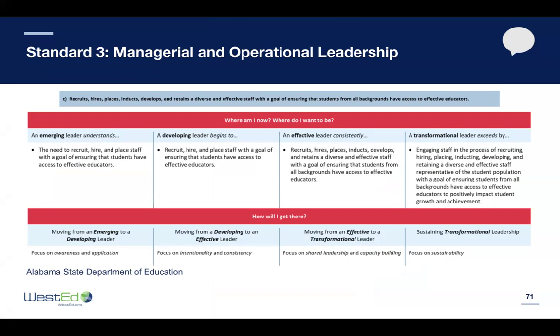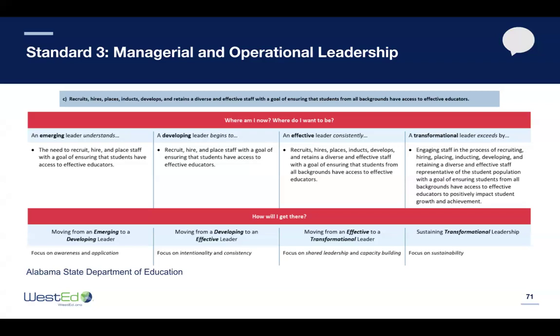Effective leaders focus on awareness and understanding of the need to recruit, hire, and place staff. Developing leaders begin to apply this knowledge intentionally, ensuring their staffing decisions align with school needs and goals. Effective leaders consistently recruit, hire, place, induct, develop, and retain a diverse and effective staff, integrating these efforts into all areas of school improvement.